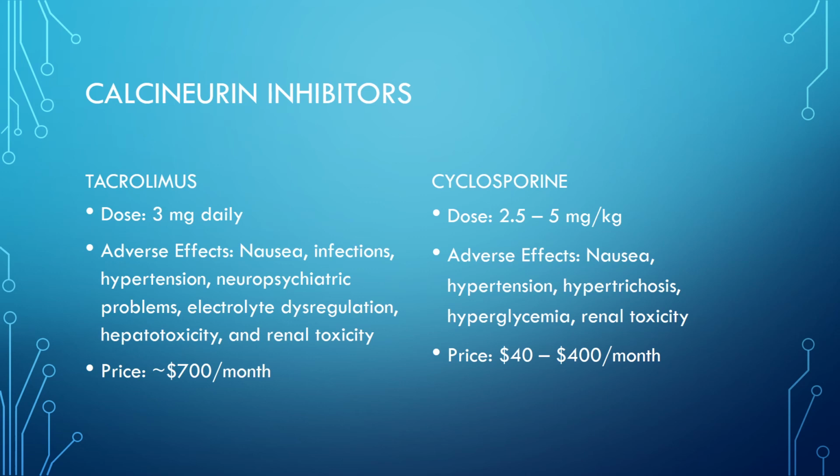Big side effects with tacrolimus, you have nausea, you have infections, again, makes sense. Then you have hypertension, you have neuropsych issues, electrolyte dysregulation, so you're going to want to monitor their magnesium, calcium, and potassium. And then hepatotoxicity and renal toxicity. It's expensive. Cyclosporin's the same thing. You do see more hypertension and hyperglycemia with this. You also see something called hypertrichosis.